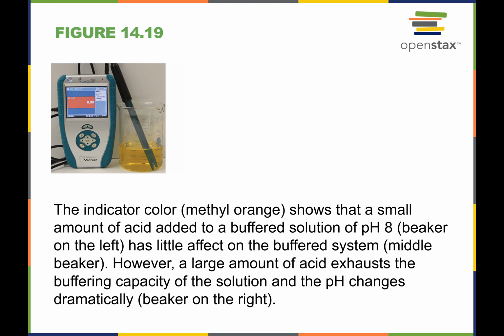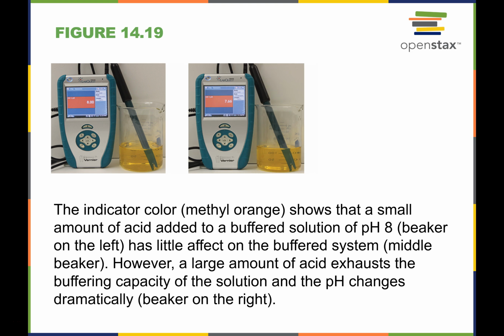So let's see if we can read this. I was looking at this figure at home last night and I thought, it's kind of silly. We have a color indicator, and then we also have a pH probe, pH of 8.0. Notice we're going to add some acid. It's a buffered solution, so it budged the pH from 8.0 to 7.7. So it became a little more acidic.